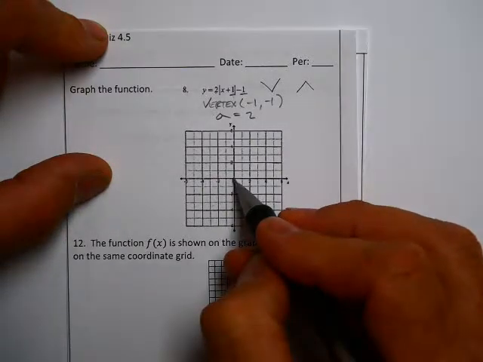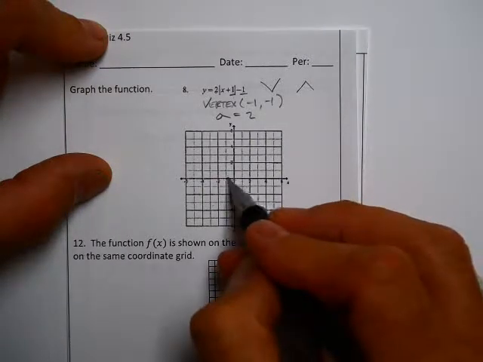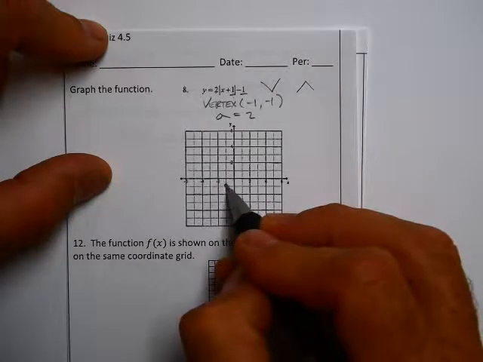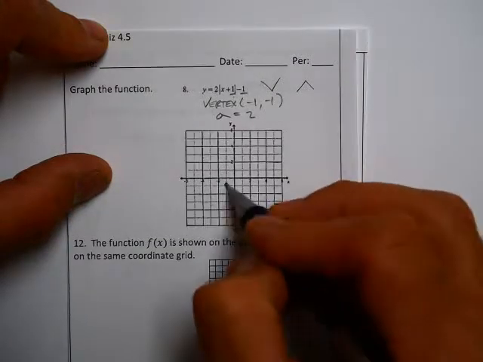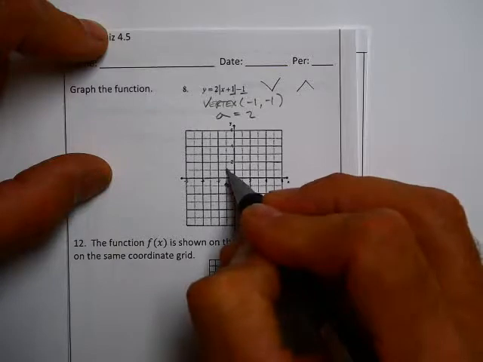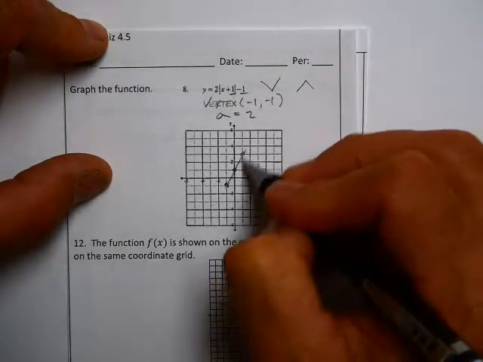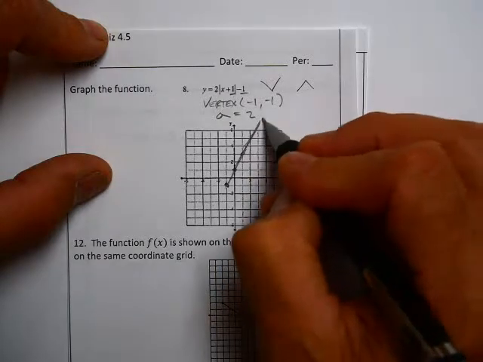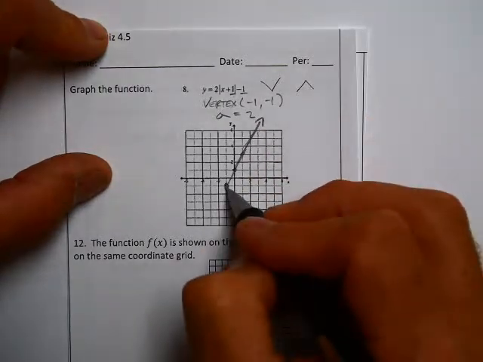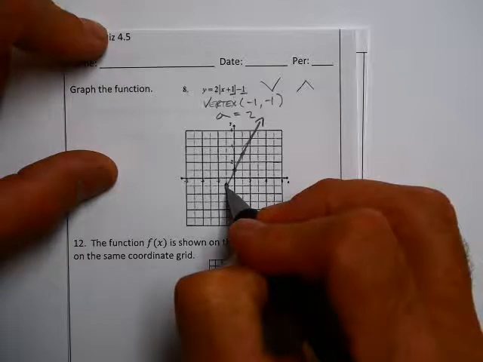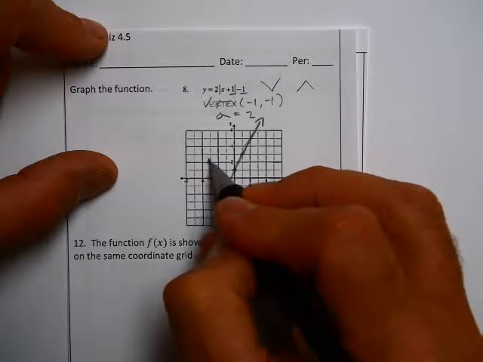So if I go -1, -1, here's my vertex. And my slope to the right of that vertex is up 2 and over 1. And the opposite is going to be true on the other side of that vertex. I'm going to go up 2 and back 1.